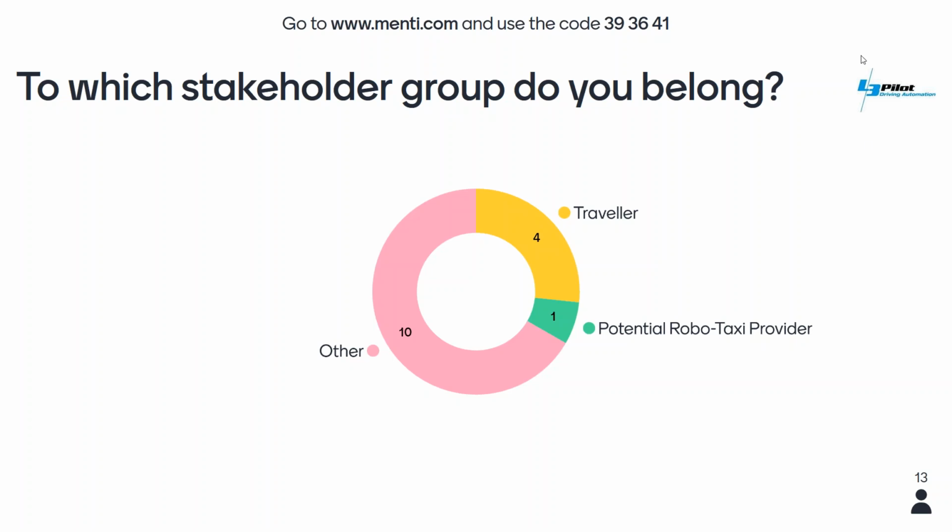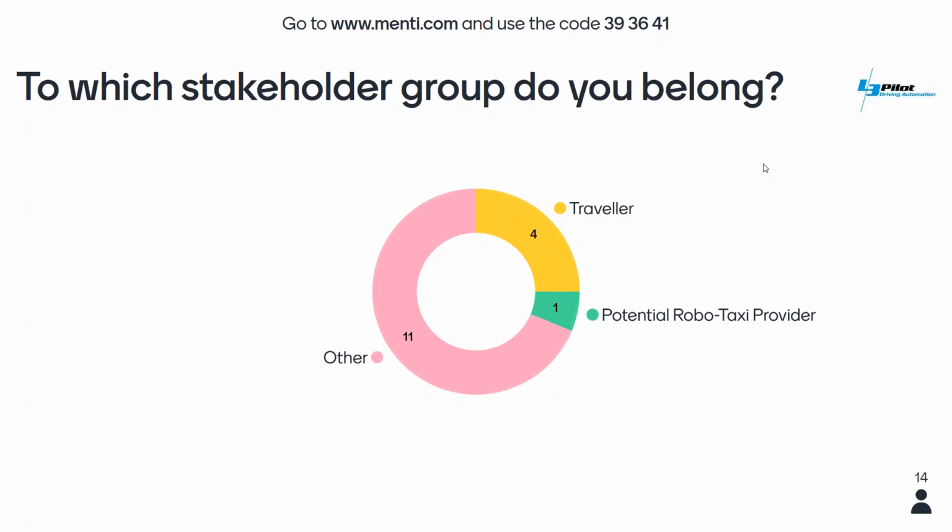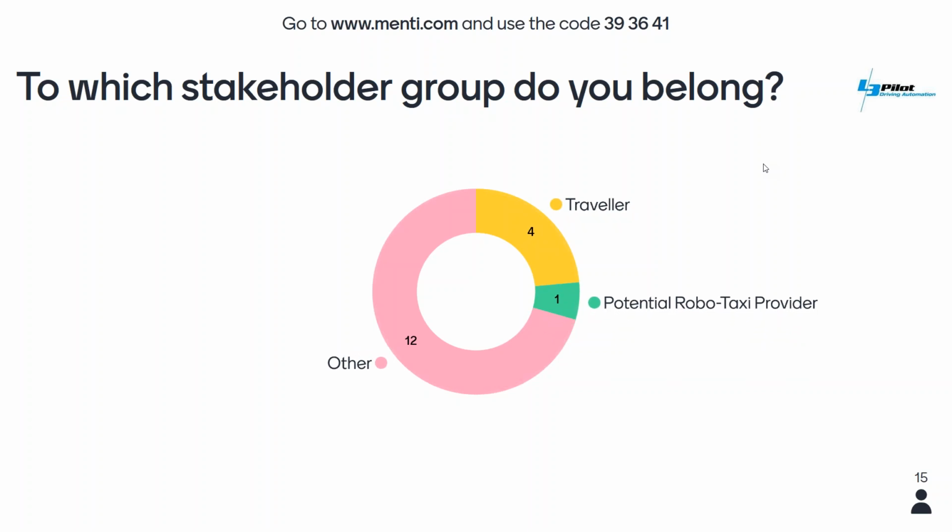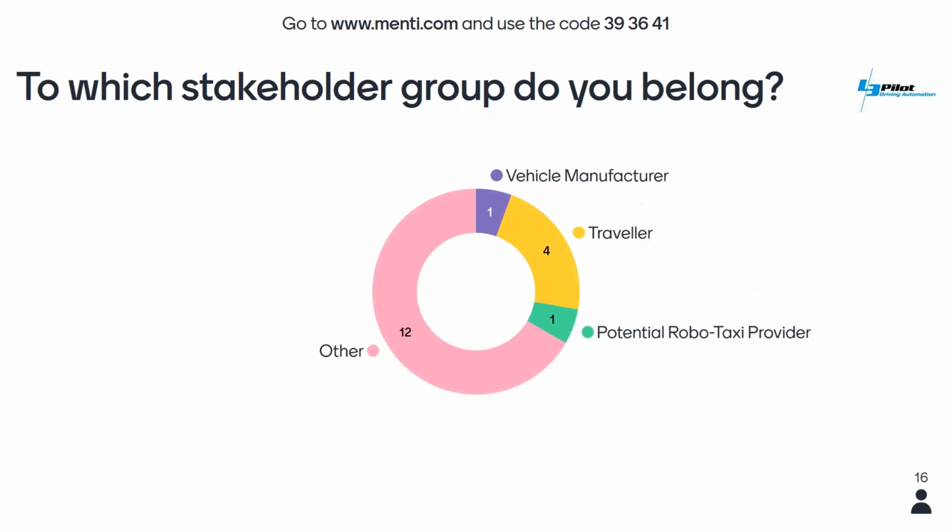Okay, we have a RoboTaxi, very interesting. Okay, so we see we have a lot of people answering others. So of course, that's also interesting feedback for us to see how you identify yourself with the actors in this business model. Maybe it might become also clearer for you once I introduce them more in detail. See, we have a vehicle manufacturer, very important. We have a considerable number of travelers, which are, I would say, the central piece of this business model, and we have a potential robo-taxi provider.